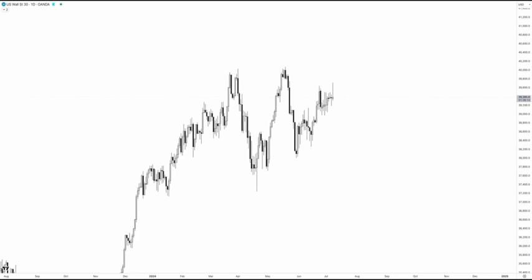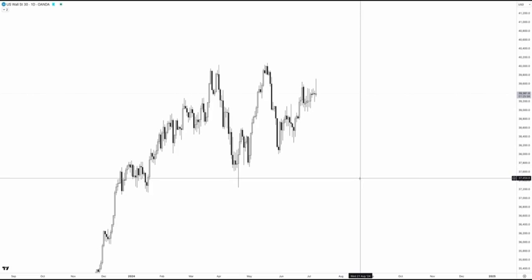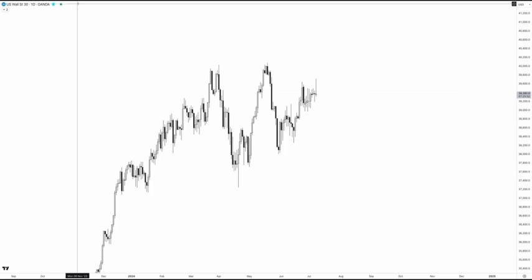Case study is going to be on a trade I took on US 30 on Friday, July 5th. It was a long on US 30, and let's just get right into the breakdown.